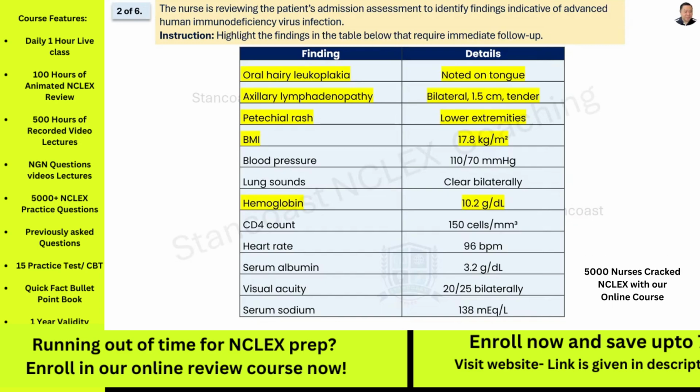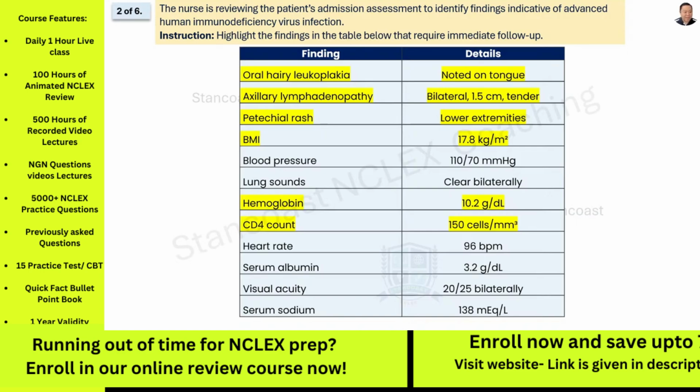Now, another thing that you should select is the CD4 count of 150 cells per cubic millimeter. This is one of the most important findings because the CD4 cells are a key marker of immune function in HIV. And when the count drops below 200, it officially meets the definition of AIDS. And at this point, the patient is very vulnerable to infections, and they'll likely need antiretroviral therapy and preventive medications to protect them from things like PCP pneumonia or another infection called toxoplasmosis.